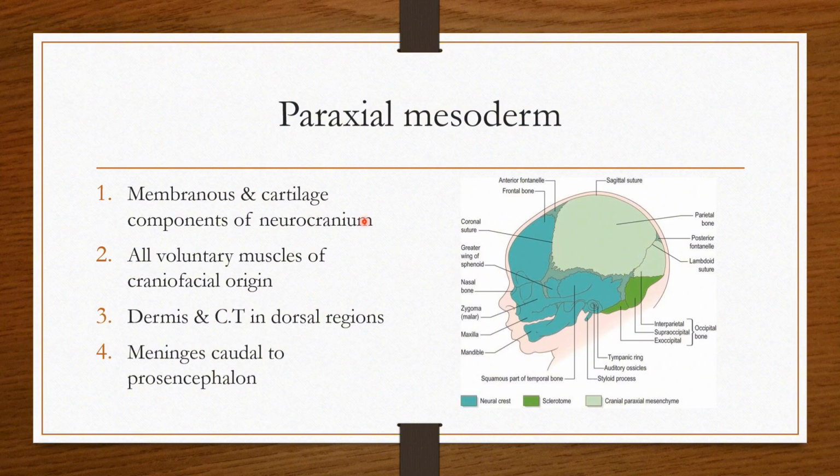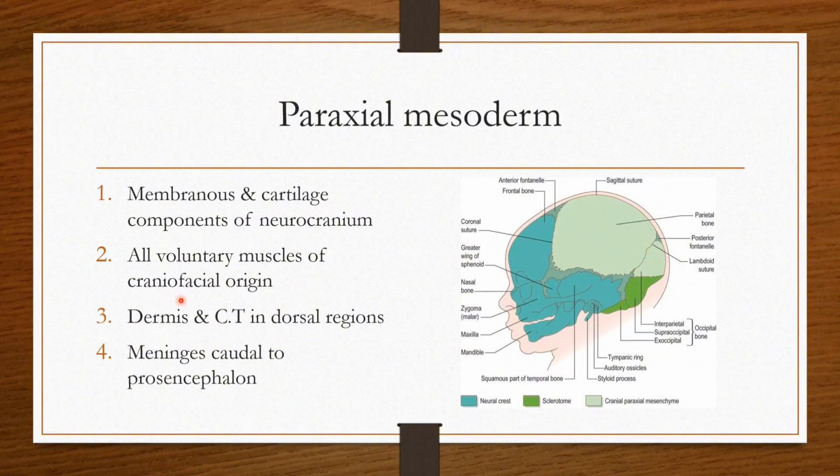So the paraxial mesoderm forms the membranous and cartilaginous components of the neurocranium. Here in this diagram of the skull, you can see this area shown in light green color. This is the area forming the neurocranium, and this area shown in dark green color is the viscerocranium. So the membranous and cartilaginous components of the neurocranium are formed by the paraxial mesoderm.